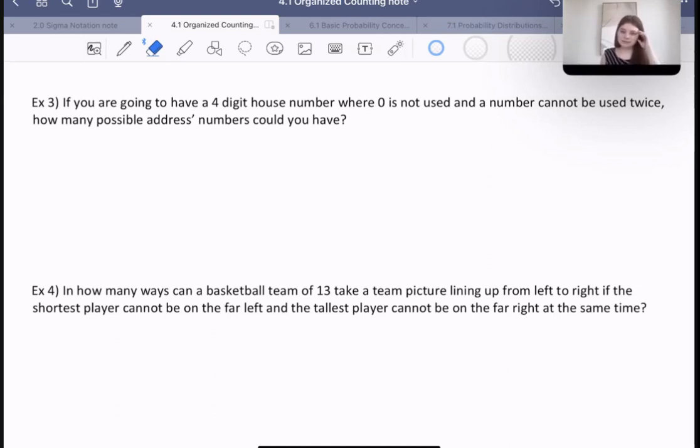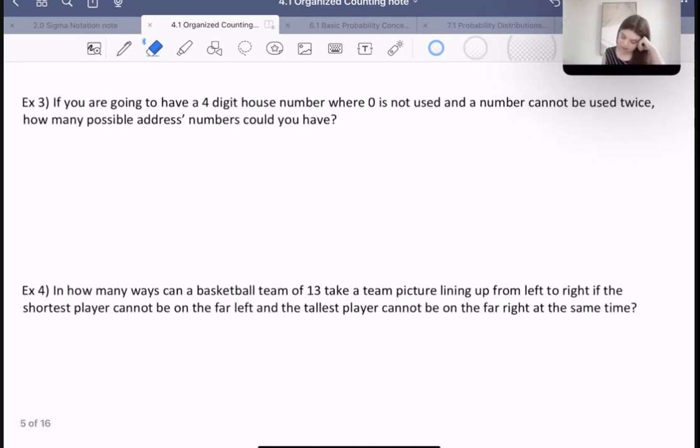This one says, if you are going to have a 4-digit house code where 0 is not used and a number cannot be used twice, how many possible address numbers could you have? Okay, so we can't use 0 anywhere in our 4-digit house number, and no number can be used twice. How many possible addresses could we have? Okay, well, this one, let's see. For this one, we have how many digits? Well, we have 1, 2, 3, 4, 5, 6, 7, 8, 9, because 0 is not used, so we have 9 possibilities for our house number.